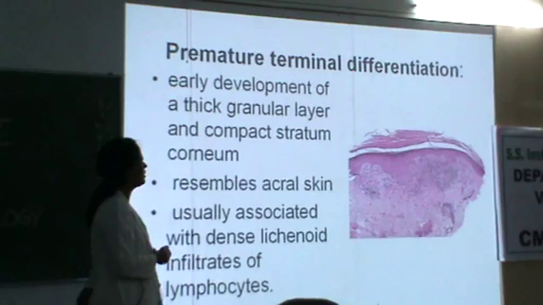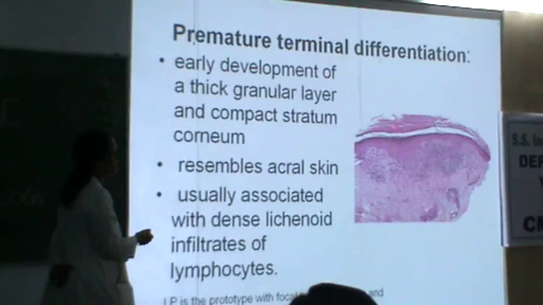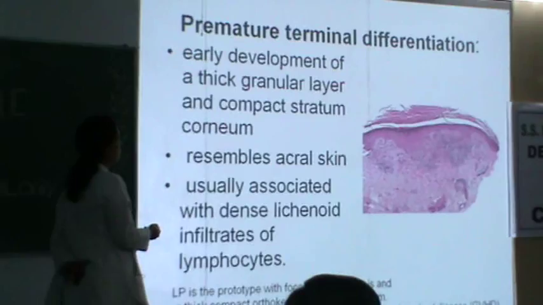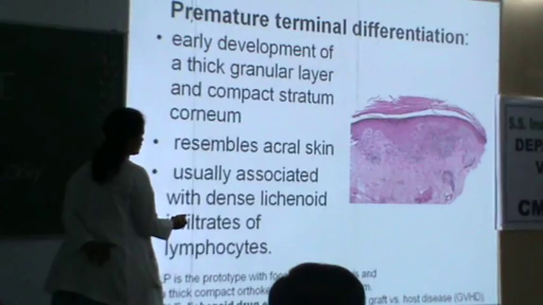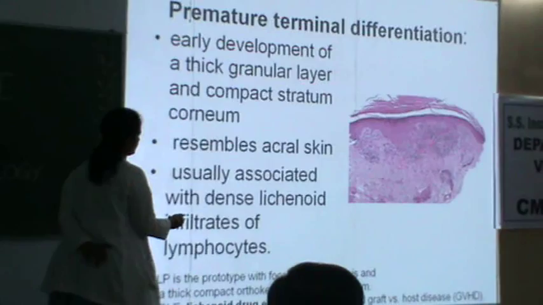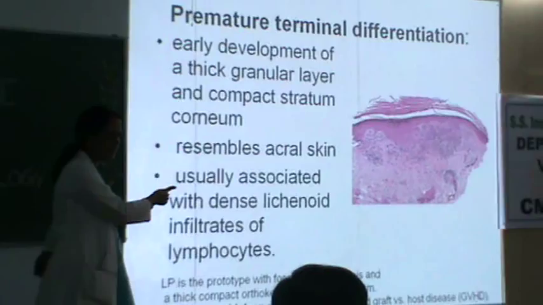So premature terminal differentiation: early development of a thick granular layer and compact stratum corneum. Let's look at the stratum corneum here. There is hyperkeratosis. It is quite compact. It resembles acral skin and is usually associated with a dense lichenoid infiltrate of lymphocytes. So this is premature terminal differentiation. Lichen planus is the prototype. You do keep seeing this type of hyperkeratosis, which is compact, with the lichenoid infiltrate.